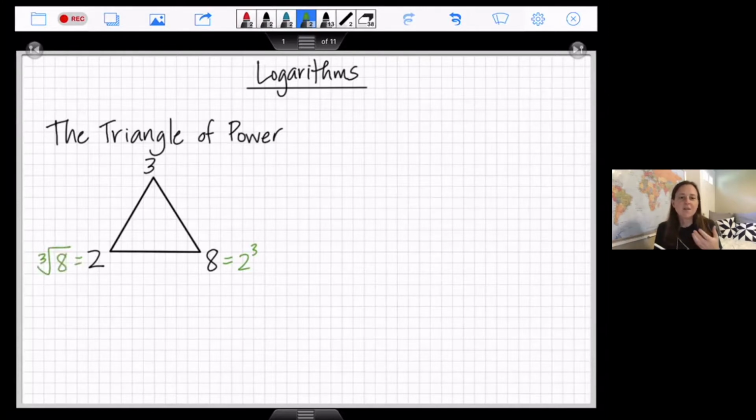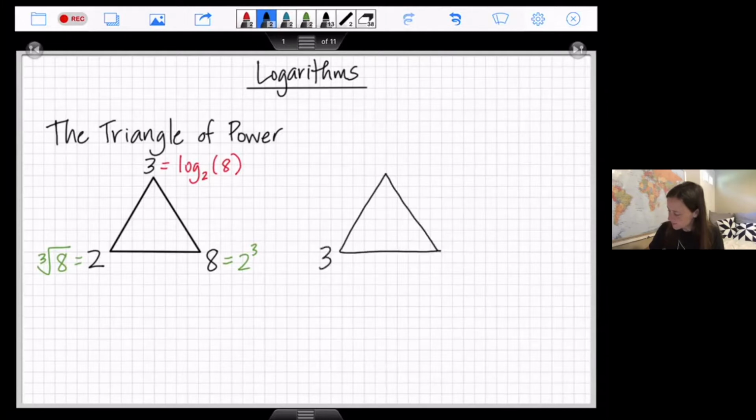All right, and then the 3 also gets its own notation involving the other two numbers. 3 is equal to the log base 2 of 8. Okay, so these are 3 different notations that are basically saying the same thing about these numbers, 2, 3, and 8. So when we are talking about logarithms, we're talking about the exponent in that relationship of 3 numbers. Okay, so let's draw another triangle.